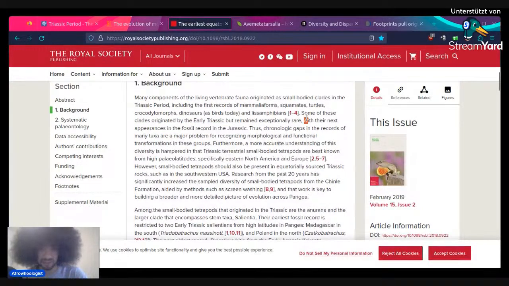So we see these vast ghost lineages in the fossil record, where these creatures seemingly disappear for millions upon millions of years and then just miraculously come back to the fossil record. And they don't really have an explanation for that either. So chronological gaps in the records of many taxa are a major problem for recognizing morphological and functional transformations in these groups. What they mean is that it's a major problem in terms of trying to fit it within a macroevolutionist narrative.